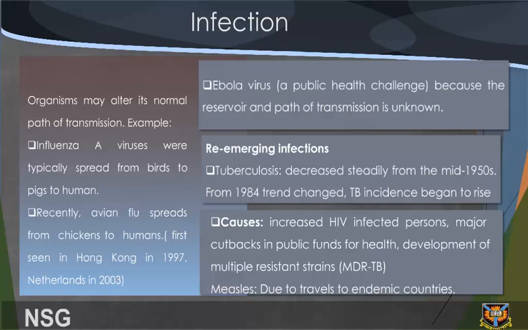Re-emerging infections. Tuberculosis decreased steadily from the mid-1950s. From 1984 the trend changed and TB incidence began to rise. Causes: increased HIV-infected persons, major cutbacks in public funds for health, development of multiple resistant strains (MDR-TB). Measles, due to travels to endemic countries.